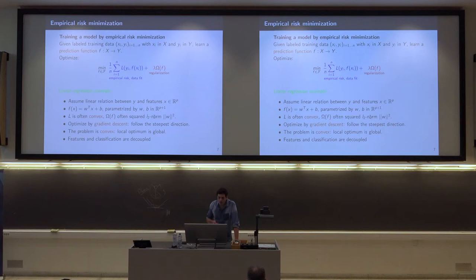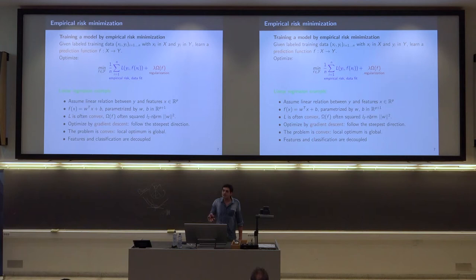You optimize all this by gradient descent. So the idea is you compute the gradient of this problem. It points toward the direction of steepest descent. You follow this direction, and eventually you arrive at a region where the gradient is zero, meaning you've reached a local minimum. But because this problem is convex, you also know that it's a global optimum, and so you're done. So in terms of optimization, this framework is very good.